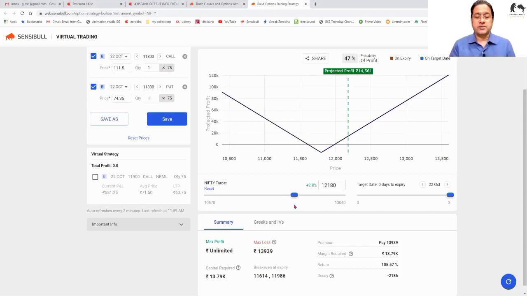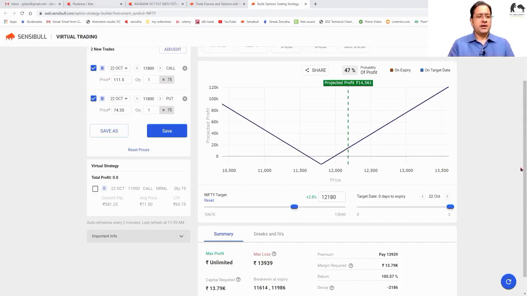Then you actually recover the kind of money. Now this is about straddle. Now let's look at a strangle. What do you mean by strangle? Buy a call option and a put option with different strike prices. You're going to buy a call option at a higher level and a put option at a lower level.